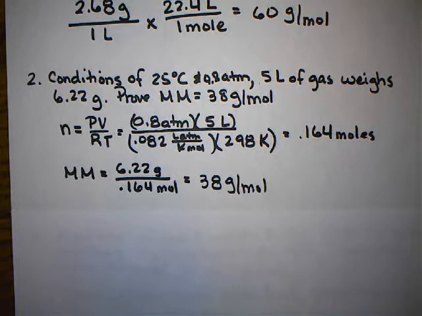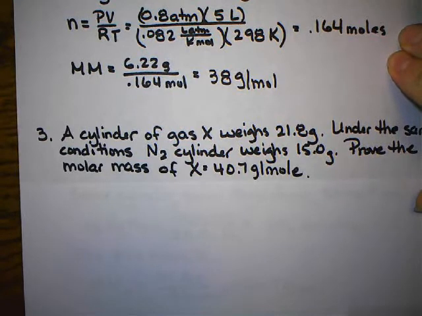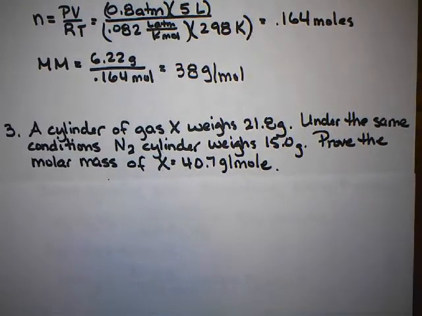All right, so there's number 2. Let's shift down to number 3. This one is probably the most challenging, but hopefully the most logical that you wind up seeing. So you have a cylinder of gas X, which weighs 21.8 grams. Under the same conditions, so same cylinder, if you put nitrogen gas in that cylinder, it weighs 15 grams. So what I want you to do is prove that the molar mass of X is 40.7 grams per mole.